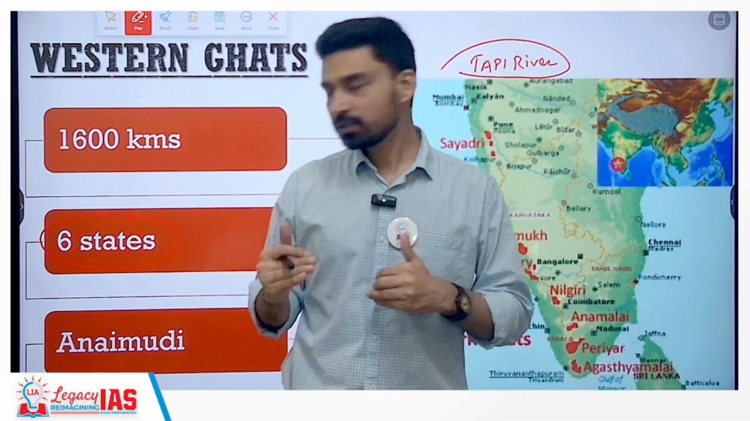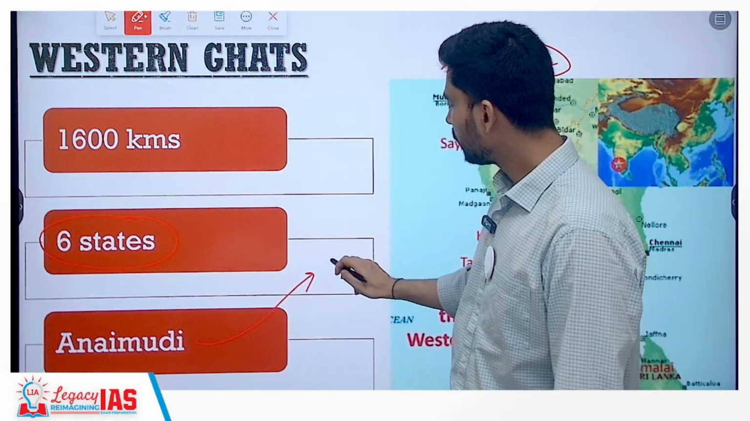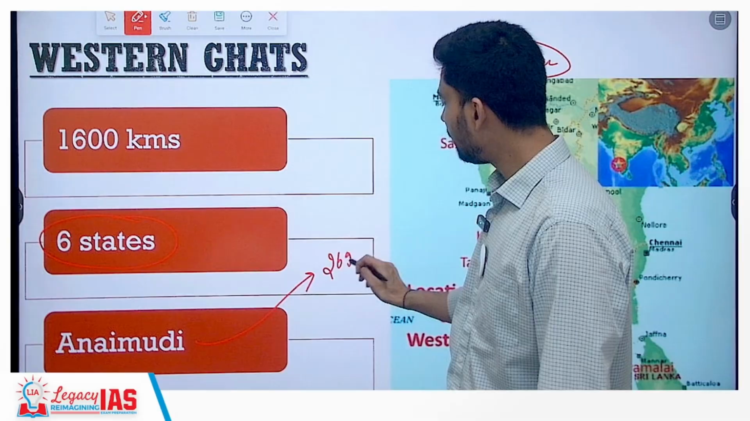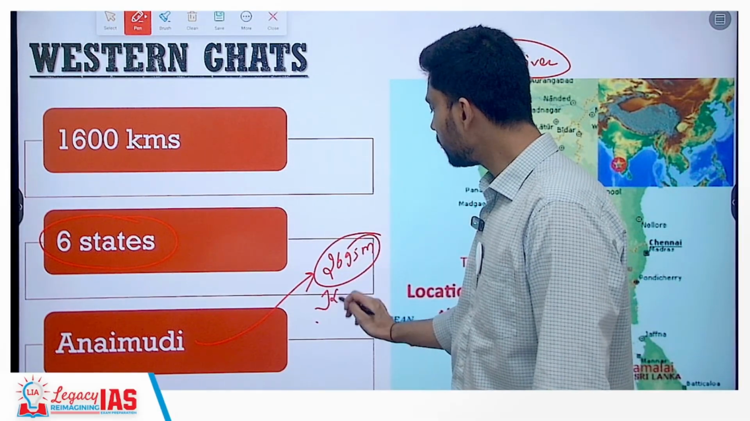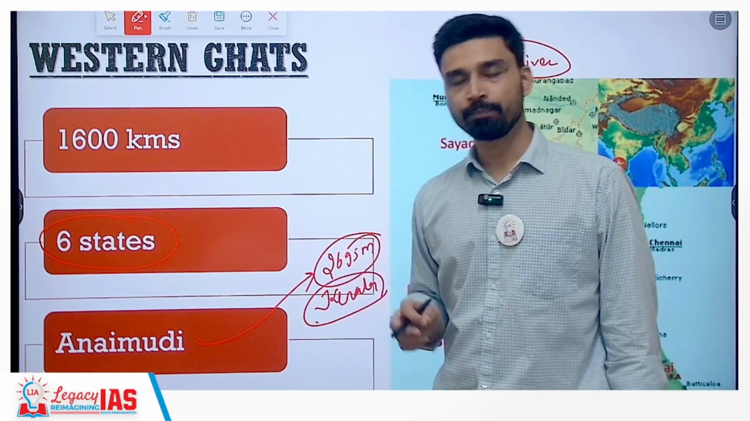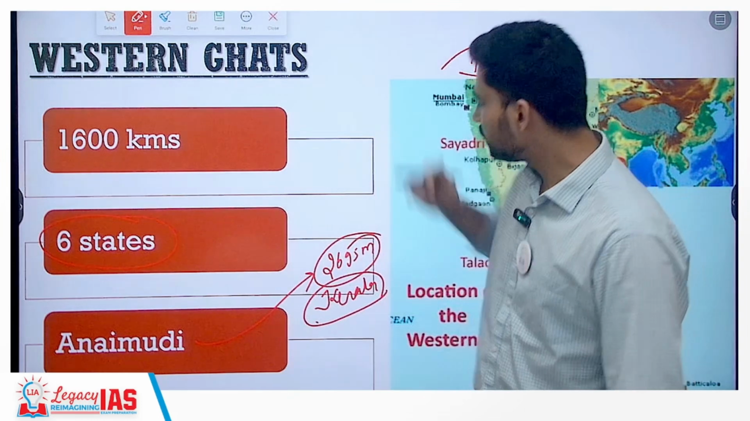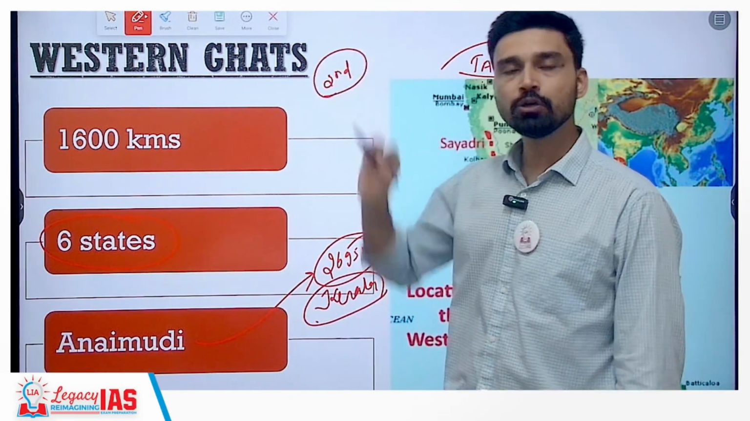So first, the tallest or highest peak of Western Ghat is called Anaimudi. Anaimudi is situated at an altitude of 2695 meters, located in the Anamalai Hills, which is situated in the state of Kerala. Interestingly, if you go further up north, you'll find also here the second tallest peak of Western Ghat.